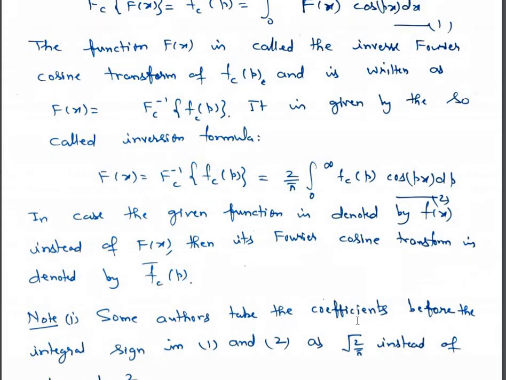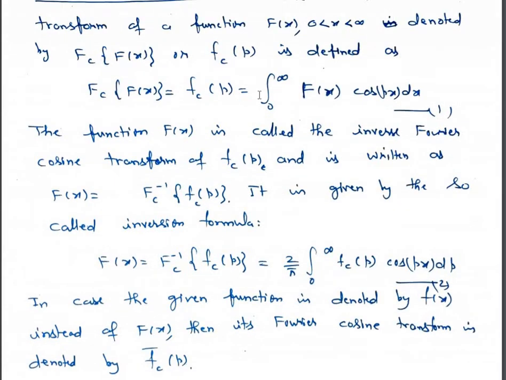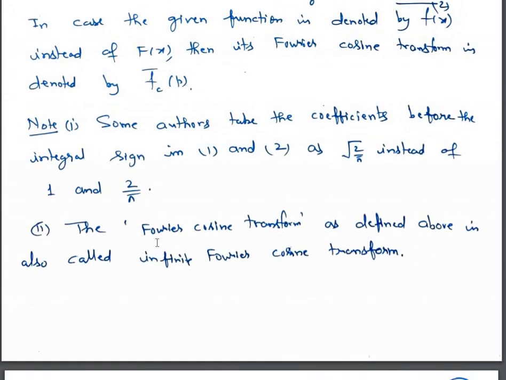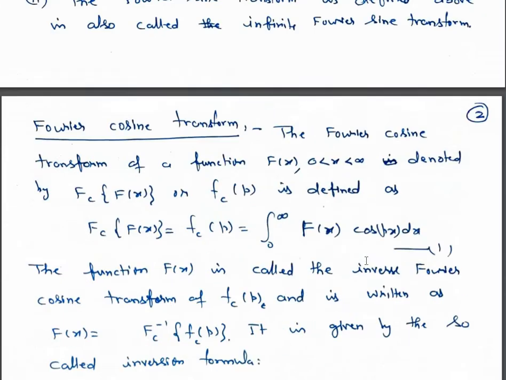Again, you remember that some authors take the coefficient before the integral sign in 1 and 2. In 1 we have coefficient as 1 and in equation 2 we have coefficient as 2 upon pi, but in some books you will find that the coefficients are taken as under root of 2 upon pi in both the integrals 1 and 2. The Fourier cosine transform as defined above is also called the infinite Fourier cosine transform. So remember these definitions.